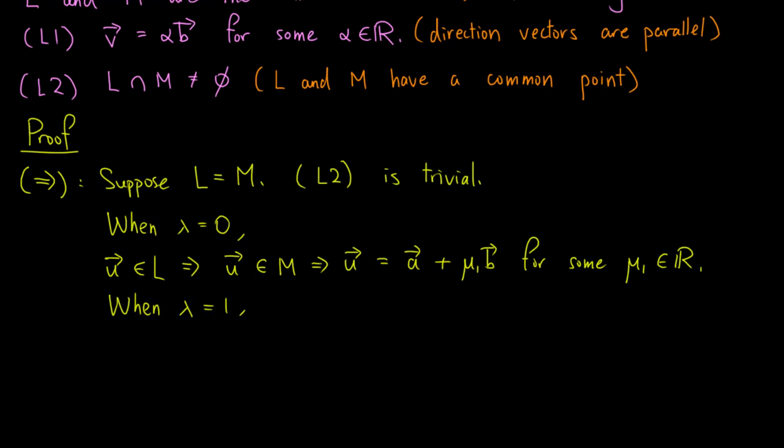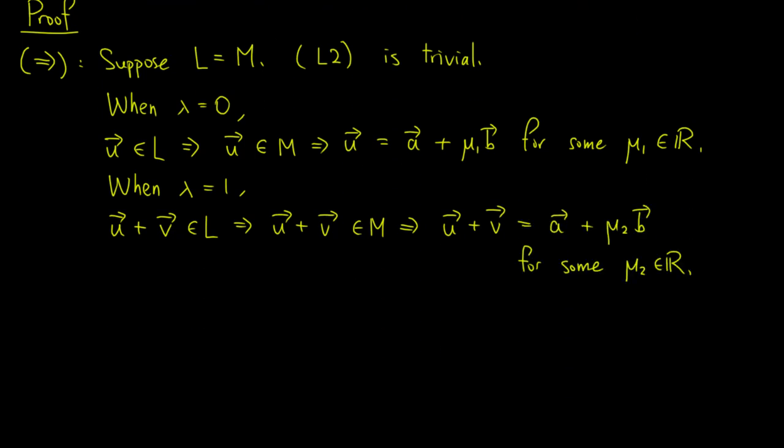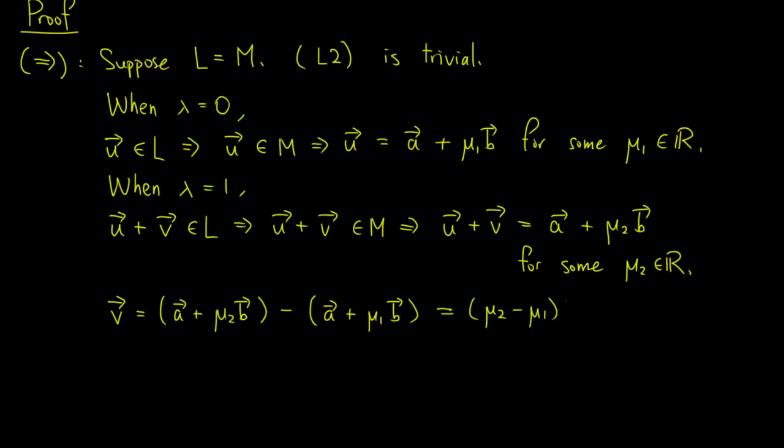Also, when lambda equals 1, we know that u plus v is a point in L, so u plus v is a point in M, which implies that u plus v takes the form a plus mu2 b for some real number mu2. Then, v equals a plus mu2 b minus (a plus mu1 b), which equals (mu2 minus mu1) times b. In other words, v is a scalar times b, so the first condition also holds.